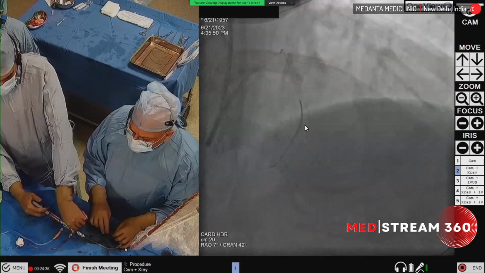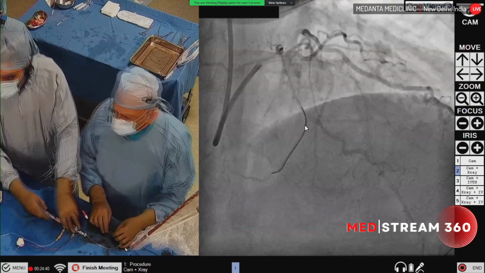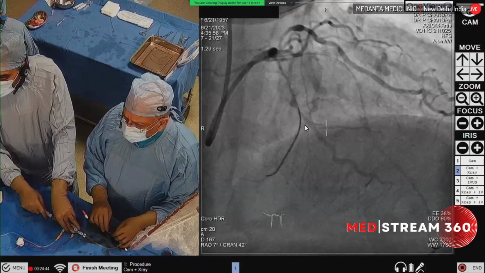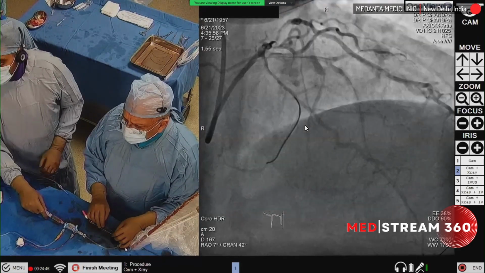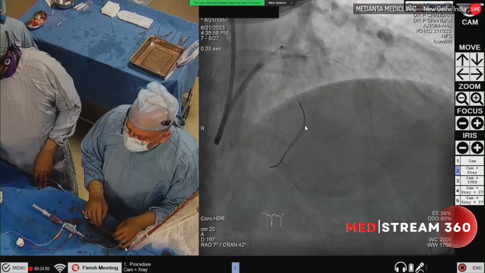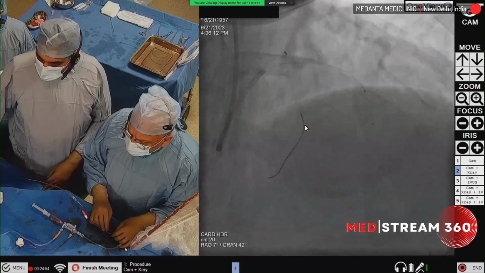Okay. Take a shot. Okay. So this is the time we can do IVUS now. Yes. Although maybe some more dilatation here in the distal part because that balloon didn't stay there.